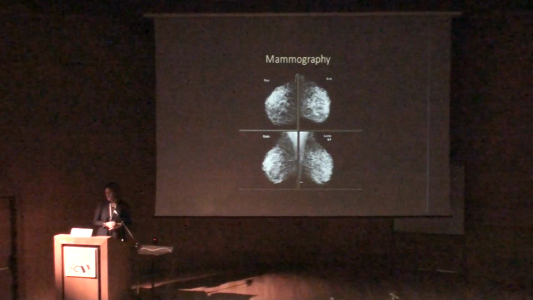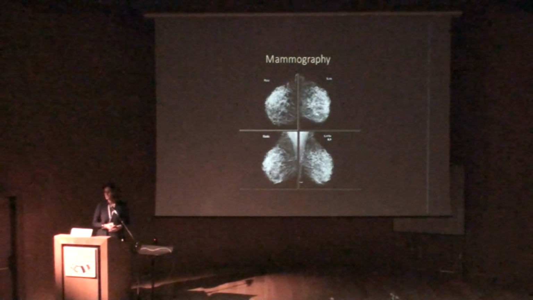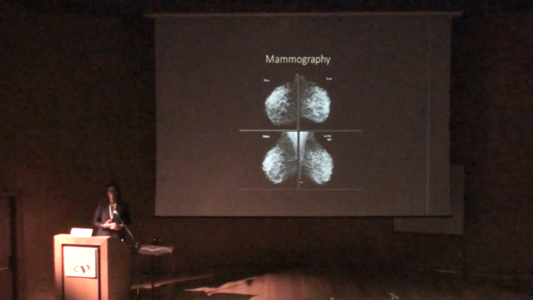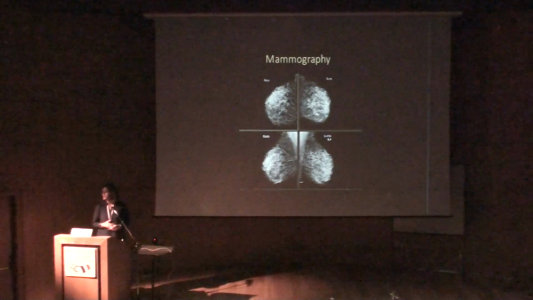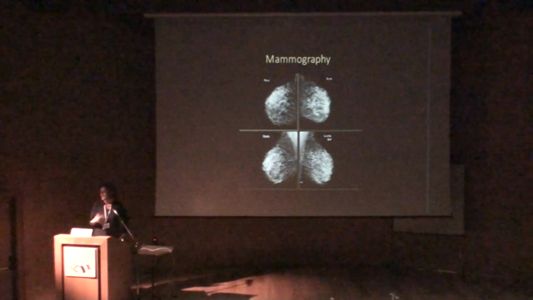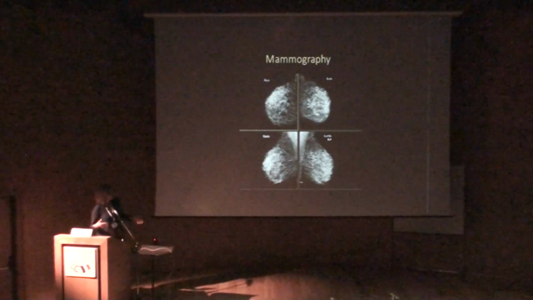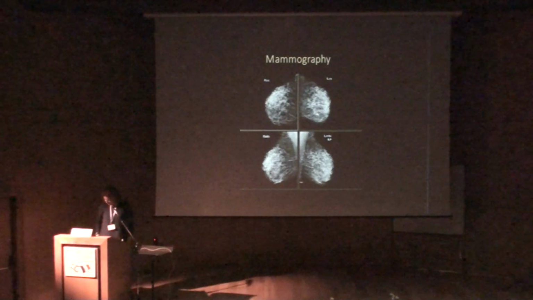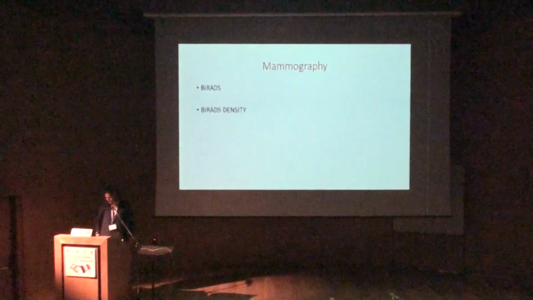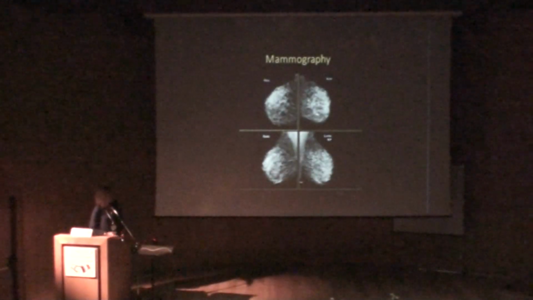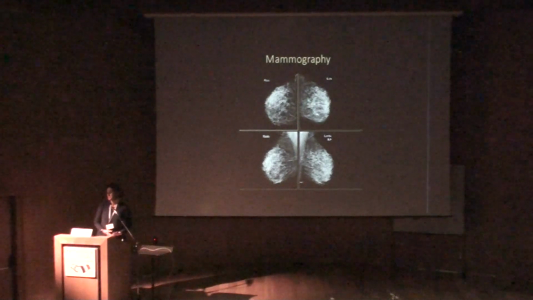What is the BI-RADS of this mammo? BI-RADS 0, meaning you don't see anything. But I think it is important in this case to comment on the breast density. For a 74-year-old woman, what is the breast density?